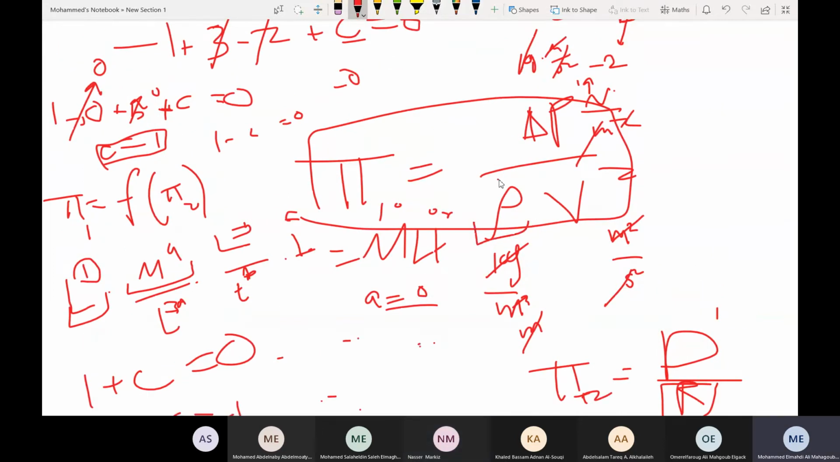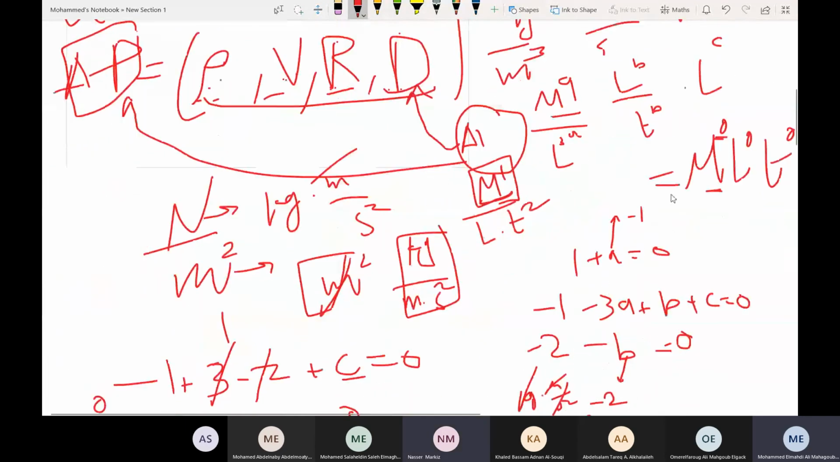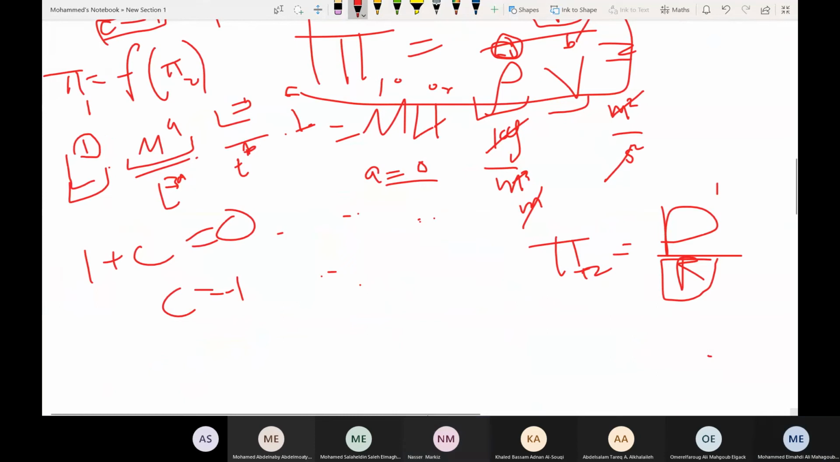We calculated that the power of rho was minus one, right? The power of rho was a and the power of v was b, which was minus two, and the power of c was zero, so we don't have D. And the non-repeating variable always has a power of one. So delta P over rho V squared. So based on the powers you put them. Yes, exactly. Okay, now.